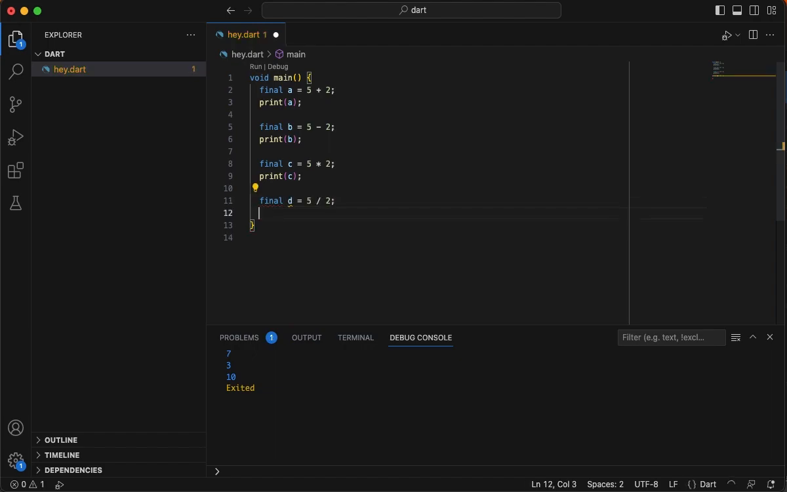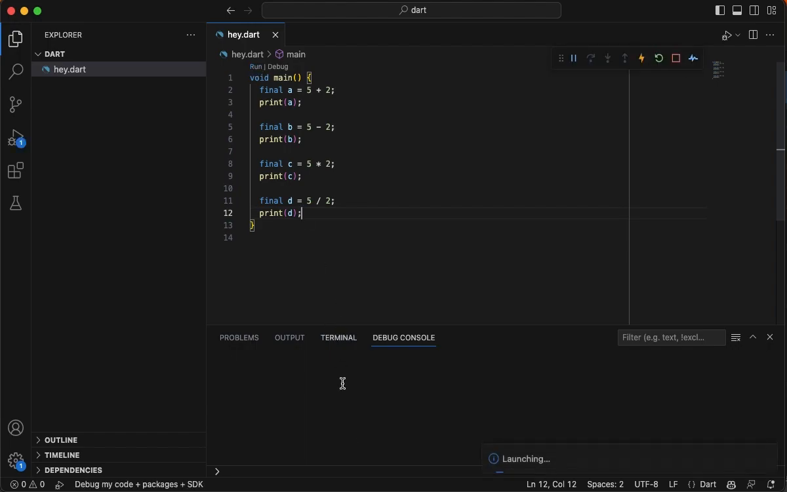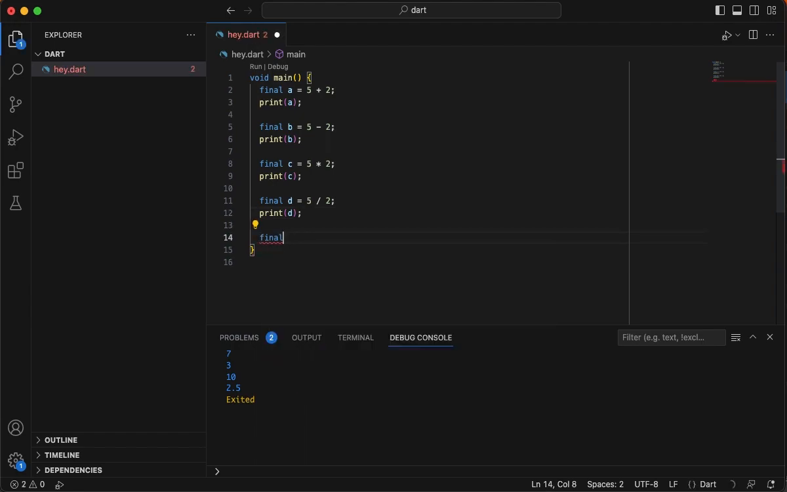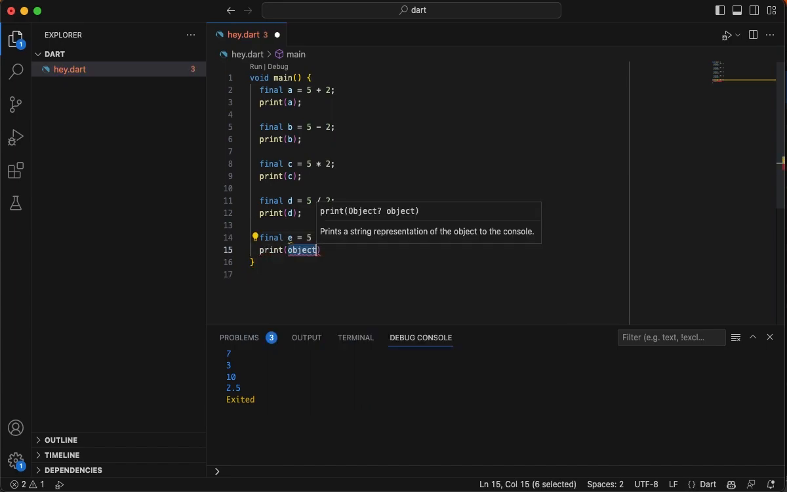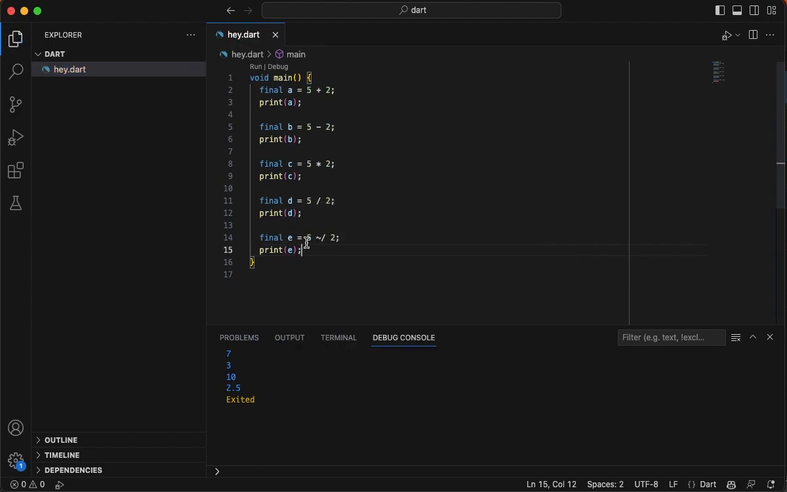Now we also have divide. So if you divide 5 by 2, what will the value be? Yeah, that's correct, 2.5. But there's another kind of divide which will return an integer value. So let's try this kind of divide and see what the value will be.